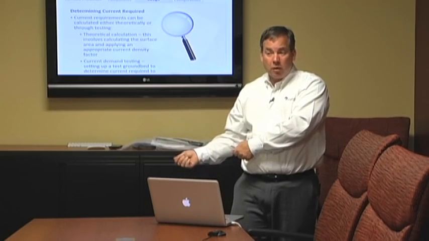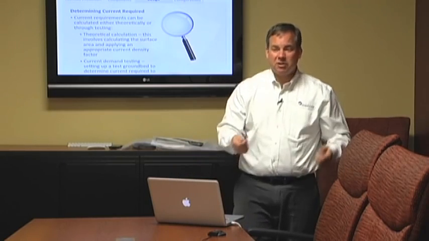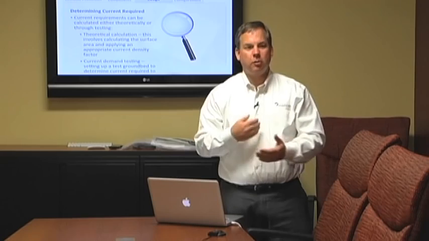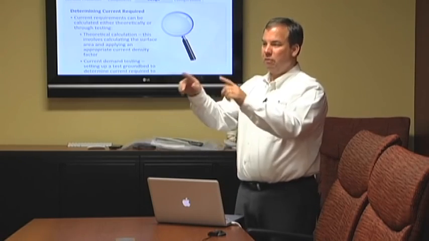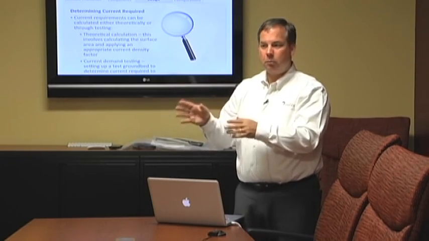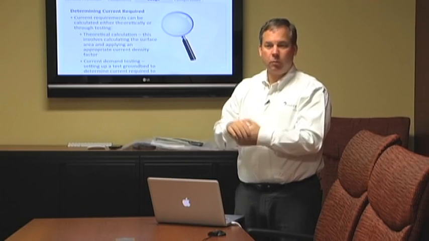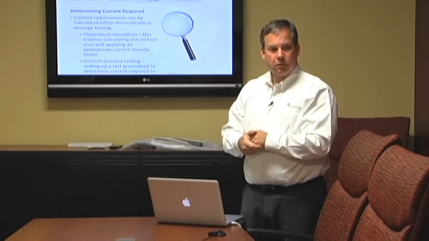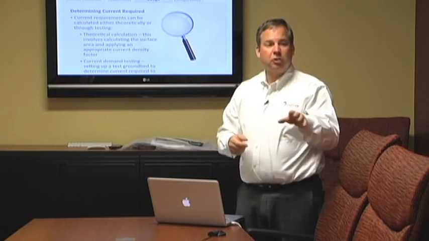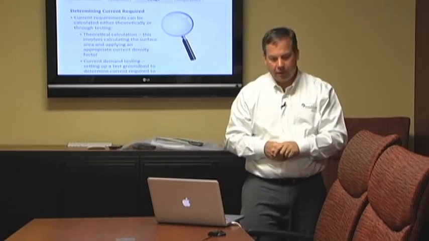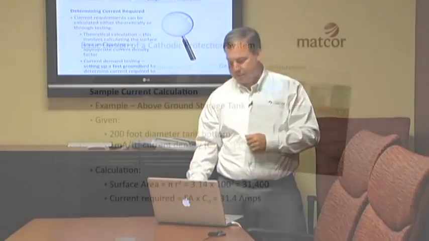Sometimes current demand tests work great. Many times we just estimate. Okay, we know that if we put so much current per square foot of surface area onto a carbon steel structure, we're going to get enough polarization. Is it the surface area of the structure you're trying to protect? The surface area of the structure is the biggest issue. Yes, of what we're trying to protect.